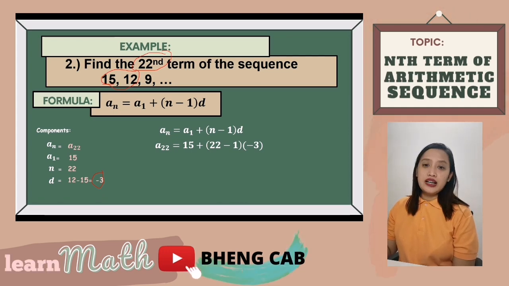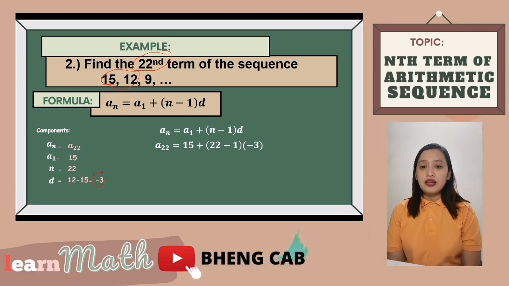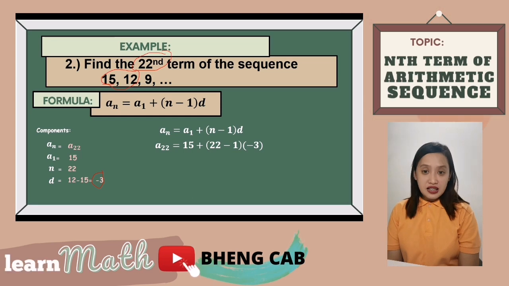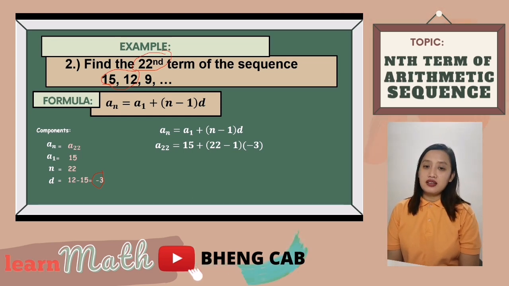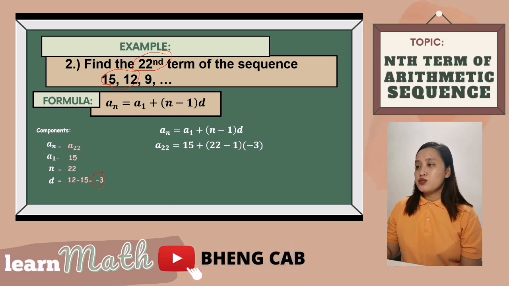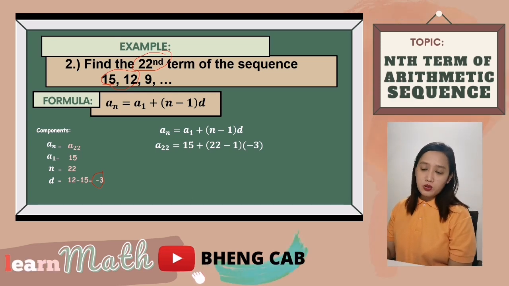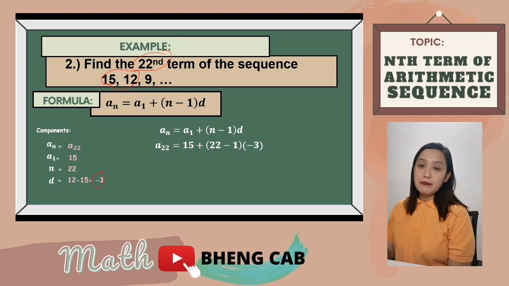Mamaya ko pong ilagay yung negative kasi ayoko ng negative number. Ang hirap pong sagutan yan. No, actually, if the given is negative, then you have to write it as is. So, a sub 22 equals to this right-hand side. Hindi ulit natin gagawin yung 15 plus 22. Instead, we'll be performing the PEMDAS.